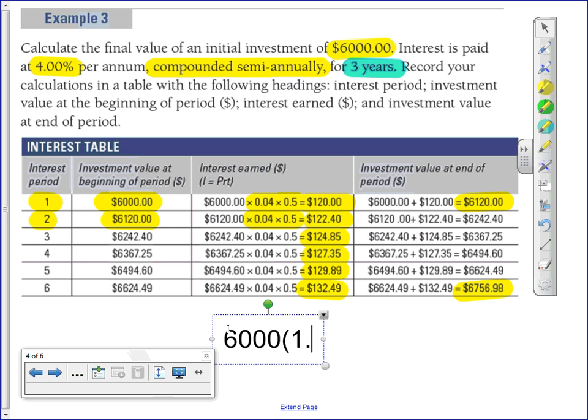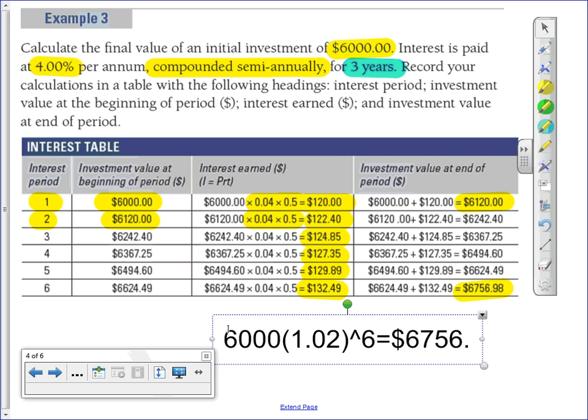Another way that you can do this would be to take your principal amount and multiply it by 1 plus your interest rate. Now, if it's compounded semi-annually, we need to divide 4% by 2, which would be 0.02. And over 3 years, that would happen 6 times. So that would be to the power of 6. So let's type that in and see if we get the same value. 6756.97. So with rounding, it's a little bit different, but you can do it all in one step. And if you can't remember how to do it all in one step and you want me to help you, just ask me.